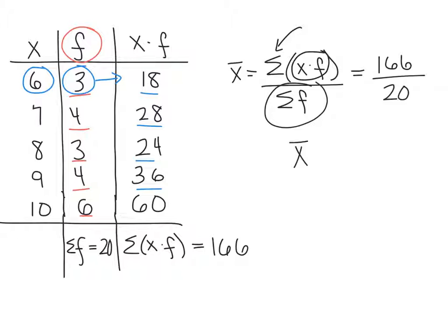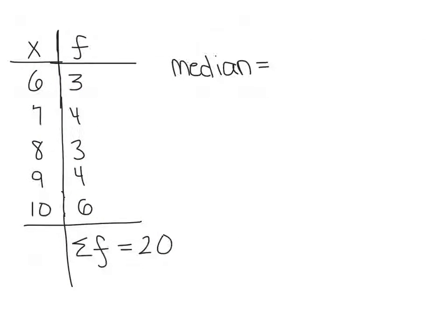Now to find the mean, we just need to divide 166 by 20. And we get a value of 8.3. So the mean of the distribution is 8.3. Now I'm going to find the median.